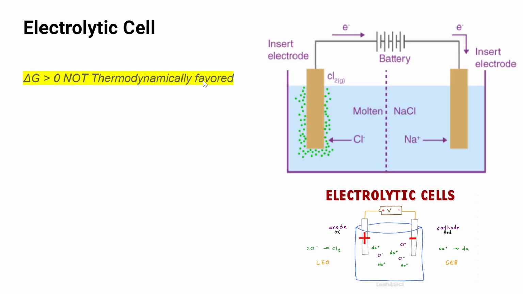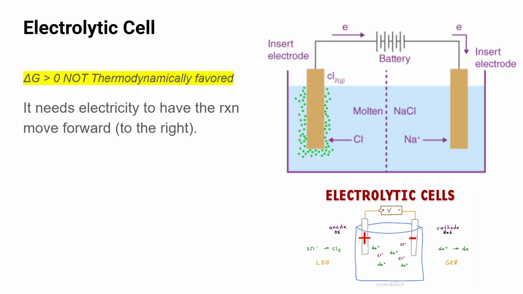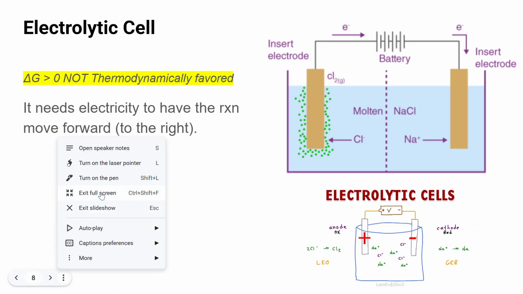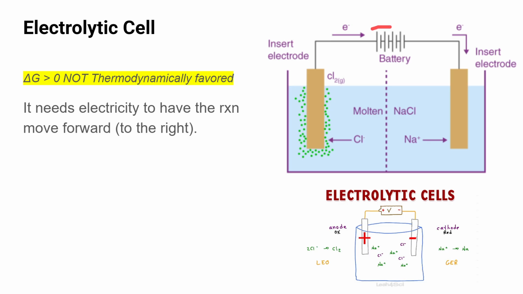Let's talk about electrolytic cells. Electrolytic cells are not thermodynamically favored. They need electricity to have the reaction move forward. So you can see we have the notation for a battery right up here at the top, and that's one way that we can tell that it's electrolytic. It needs electricity or a battery or an energy source to be able to make it run. And this is, like I said, what we call an electrolytic cell.